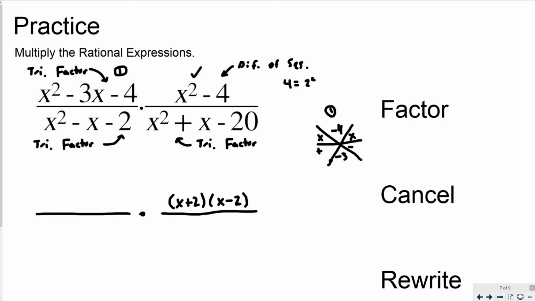So I'm going to think about the factors of 4 as 2 and 2. 2 and 2 would be 0. That's not going to work. If I did 1 and negative 4, I would get negative 4 on the top and negative 3 on the bottom. So those are the two factors. We'll have x plus 1 times x minus 4. Okay, so those are the tops and the bottoms, two tops factored.